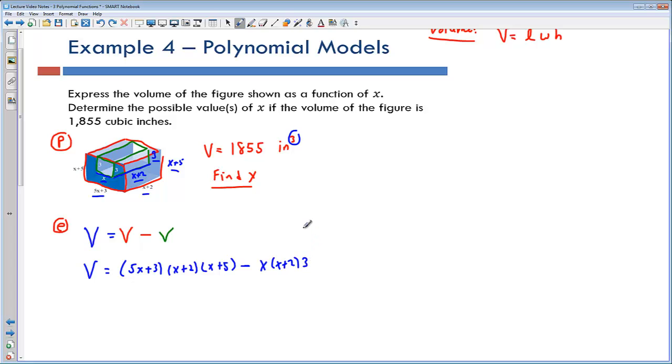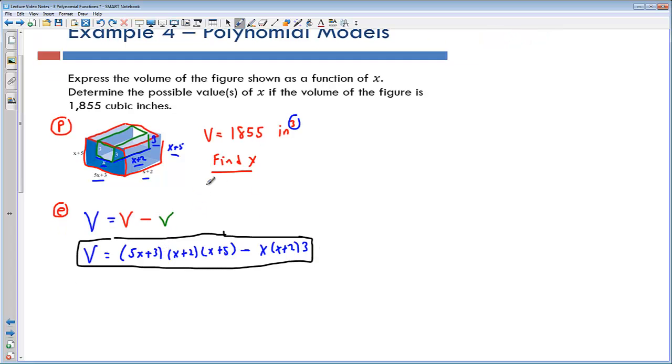Right? And then that's a formula. That's the formula for the volume of the blue box right here. And you can simplify it if you want to, but you don't have to. You can leave it just like that because it doesn't actually say, find the formula. It says find x. Right? So that's what we're actually looking for.